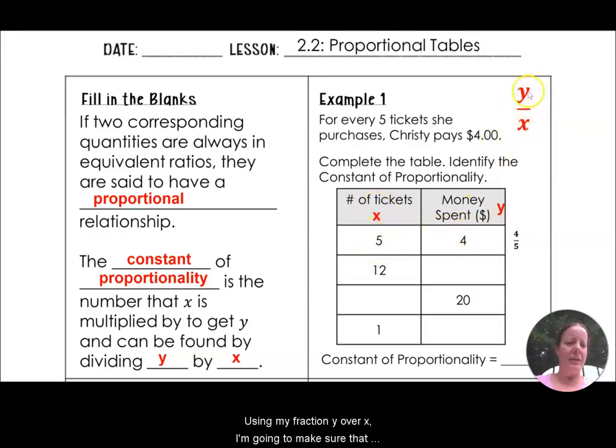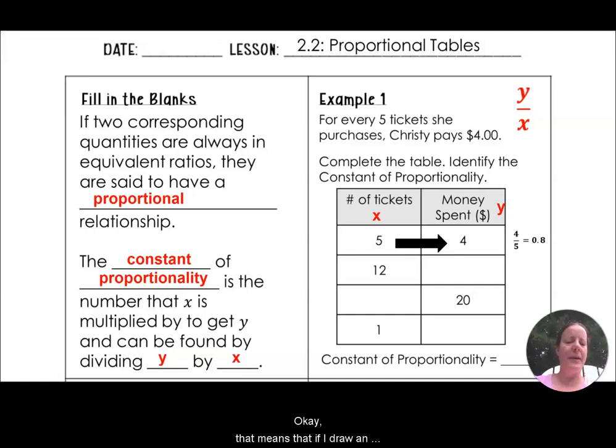Using my fraction, y over x, I'm going to make sure that whatever's in the y column goes on the top of my fraction in the numerator, and whatever's in the x column goes in the denominator of my fraction, or the bottom. And then we can just use a calculator to divide. Remember, fractions mean division. So 4 divided by 5 in your calculator equals 0.8. That is going to now be what we're going to use to find the other missing values.